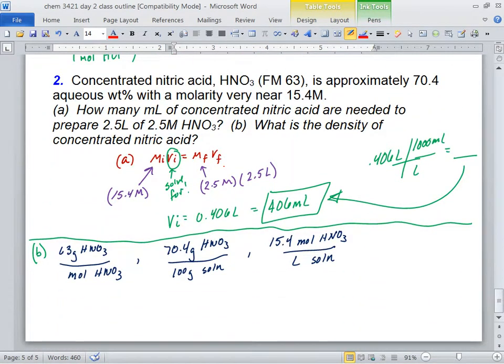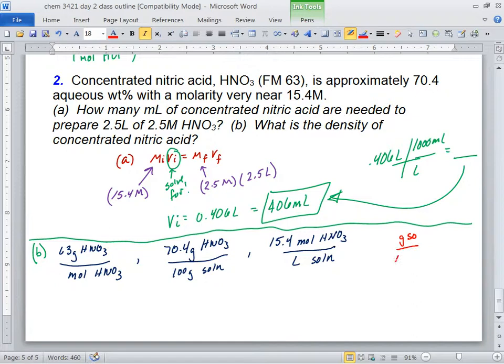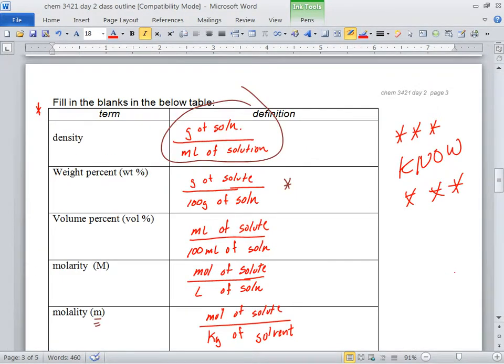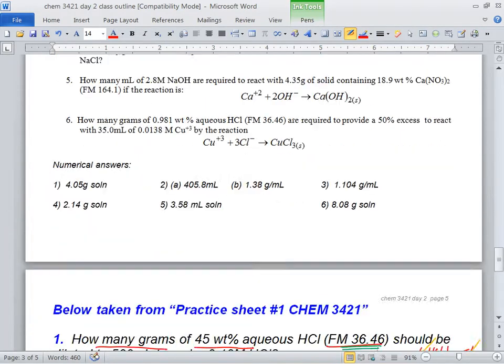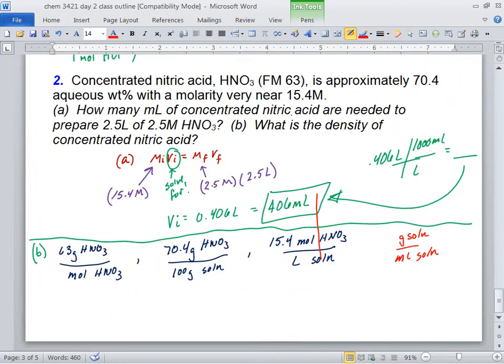So what are we after? What units are we after? Grams, yes, grams per milliliter. But grams of what? Solution, all over milliliters of solution. That's where I screwed up. I want grams of solution over milliliters of solution. That's what we want.